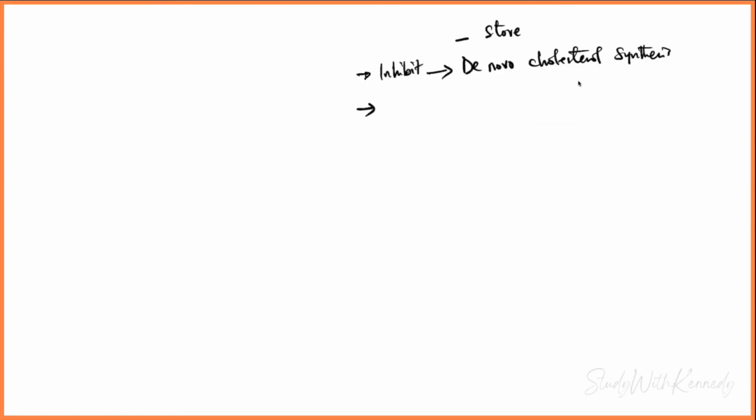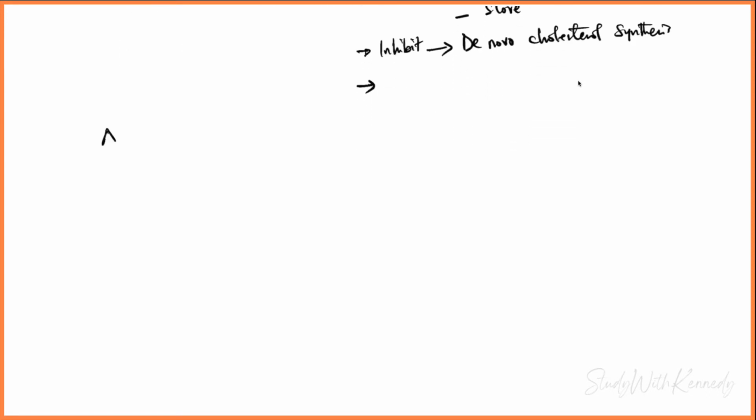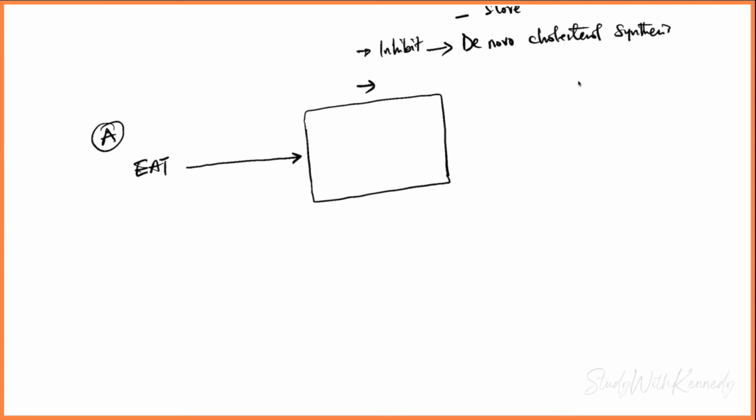So the first thing that happens, we'll call this pathway A, is that people eat cholesterol-rich foods. When they eat these cholesterol-rich foods, these foods will be absorbed into intestinal cells. So we'd call this area absorption. You may remember that for you to absorb cholesterol, you need bile acids.